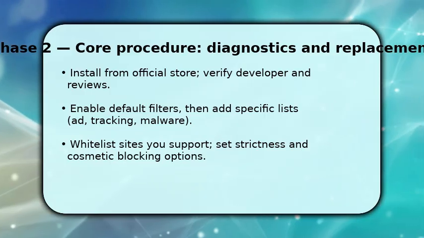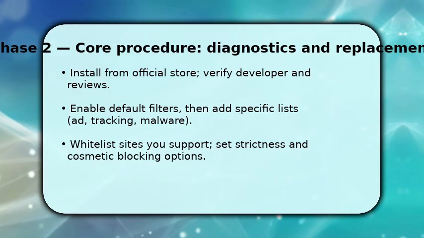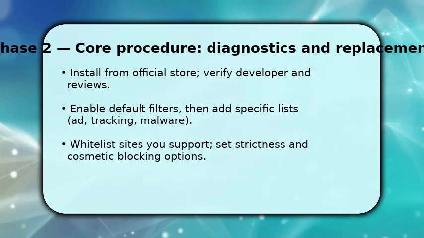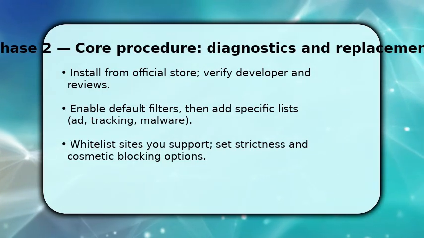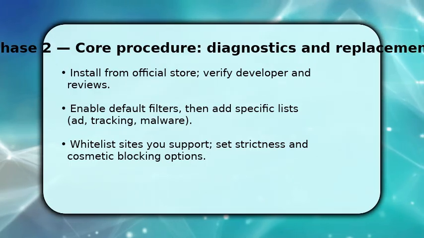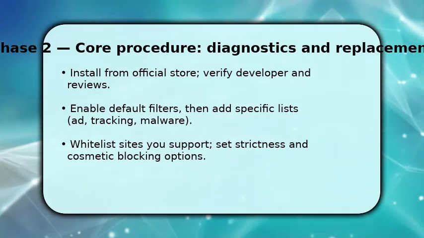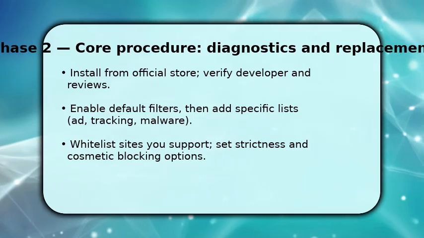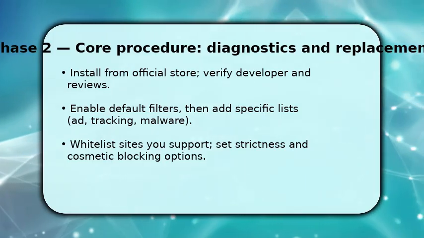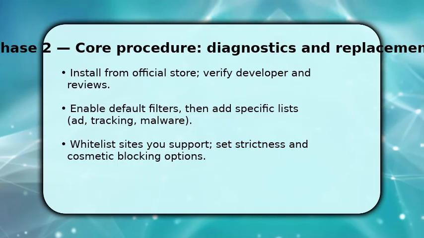Next, enable the default filter lists for ads and trackers. These provide broad coverage immediately. Then add supplemental lists, malware, regional ad lists, or privacy lists for more robust blocking. Make sure to whitelist sites you want to support and adjust cosmetic filtering so pages render correctly.